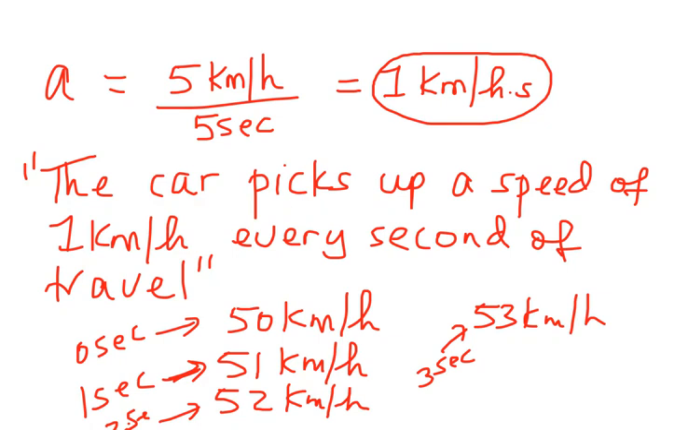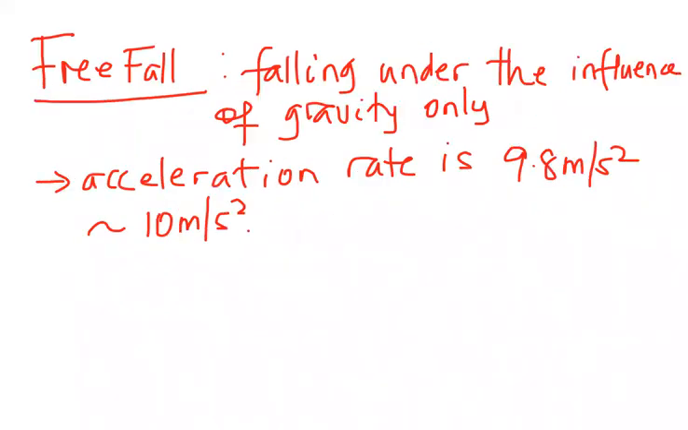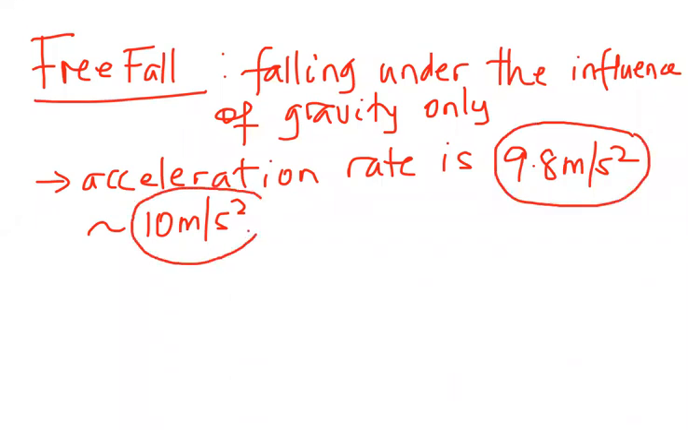Okay, so let's move on to free fall. When objects are falling, and the only force acting on them is gravity, they are said to be in free fall, falling under the influence of gravity only. Experiments and observations show that when objects accelerate freely, they do so at a rate of 9.8 meters per second squared, which we approximate to 10 meters per second squared.